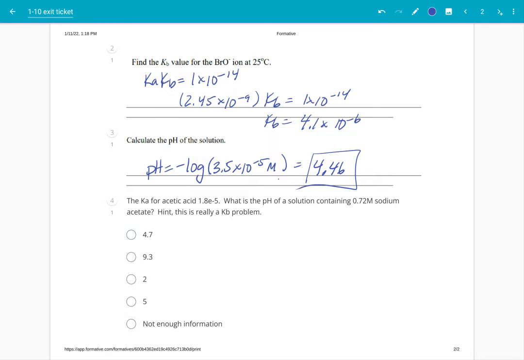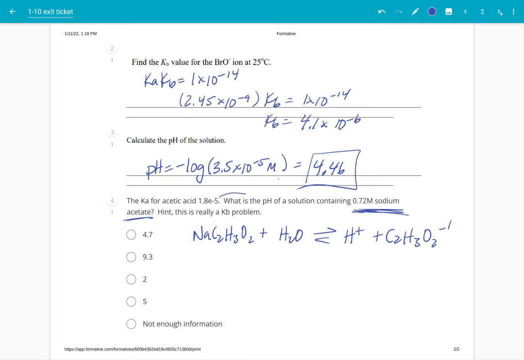So then they have another problem here. The Ka for acetic acid is 1.8 times 10 to the negative 5. What is the pH of a solution containing 0.72 molar sodium acetate? Okay, and then I gave you this hint that it's a Kb problem. A lot of times we'll be given the Ka, but they're actually wanting you to find a Kb. So the minute you're given a salt, okay, so this is sodium acetate in water. It's going to protonate and it's going to make that H plus and the acetate ion.